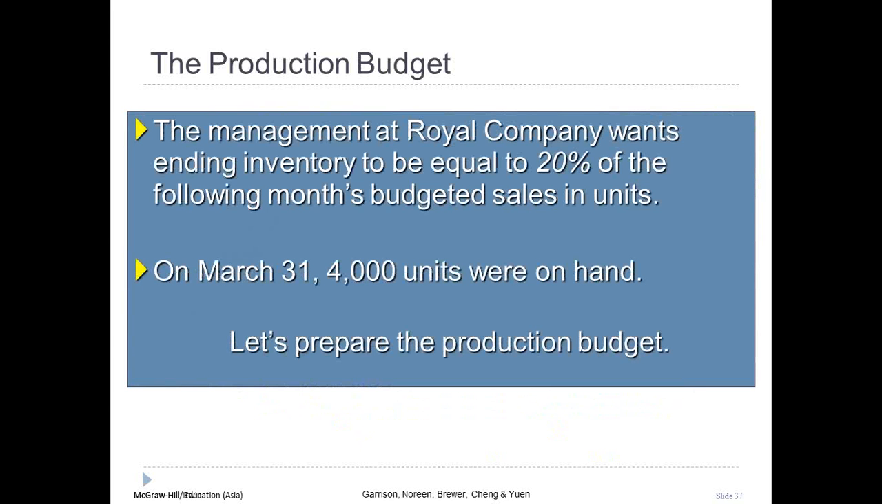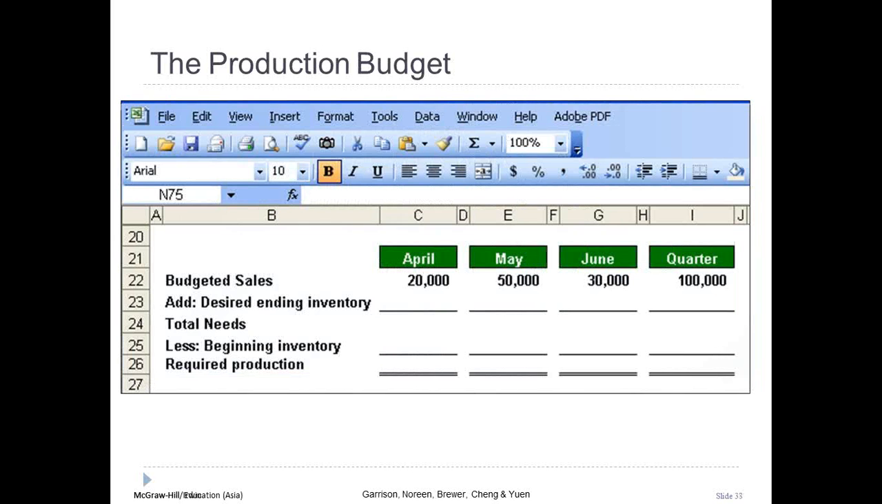A policy has been implemented that requires the company to maintain ending inventory of 20% of the following month's budgeted sales. At the beginning of the quarter, Royal had 4,000 units in inventory. If Royal was a merchandising company, it would prepare a merchandise purchases budget instead of a production budget. So let's get started on the production budget. The first step in preparing the production budget is to insert the budgeted sales in units from the sales department.